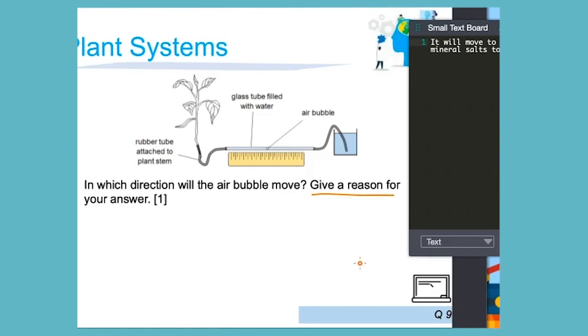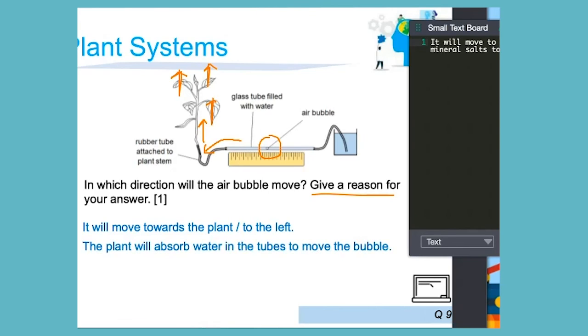I'm looking at the air bubble that was originally here. I know that with or without roots, my plant is still able to transport water because there will be water loss from the leaves through this process known as transpiration. Due to transpiration, water will be moving upwards along the stem. If it's losing water along the stem, that means it will have to absorb water in this direction. So my air bubble will move towards the plant, or very simply, it moves leftwards, and give a reason. That's exactly how I explain.